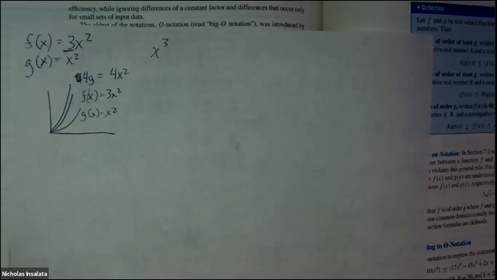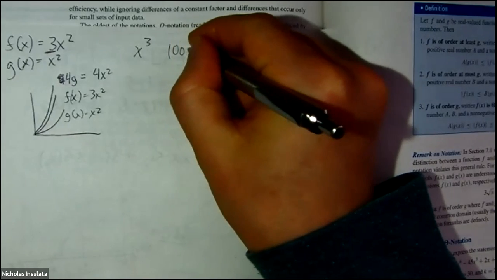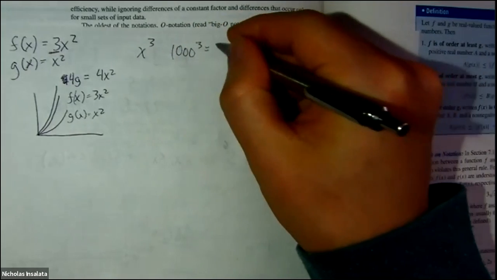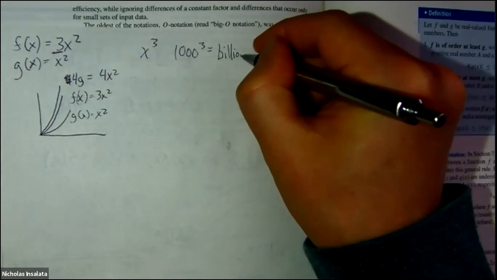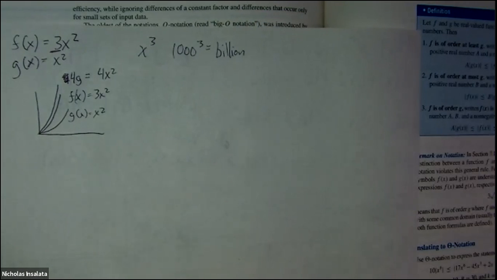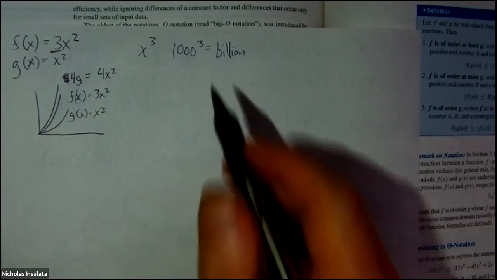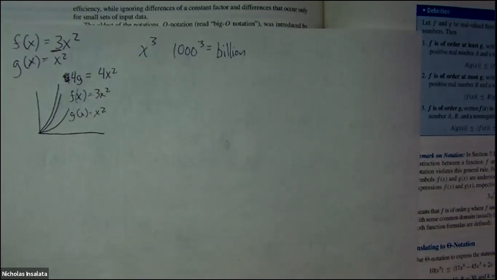Well, what if I want to run this algorithm on some data set that has 1,000 entries, okay? Well, 1,000 cubed is already a billion, right? Does it matter if it's 2 billion or 3 billion or 1 billion, right? If I have to wait a billion seconds for my algorithm to finish, does it matter if it's 1 billion seconds or 2 billion seconds or 3 billion seconds?